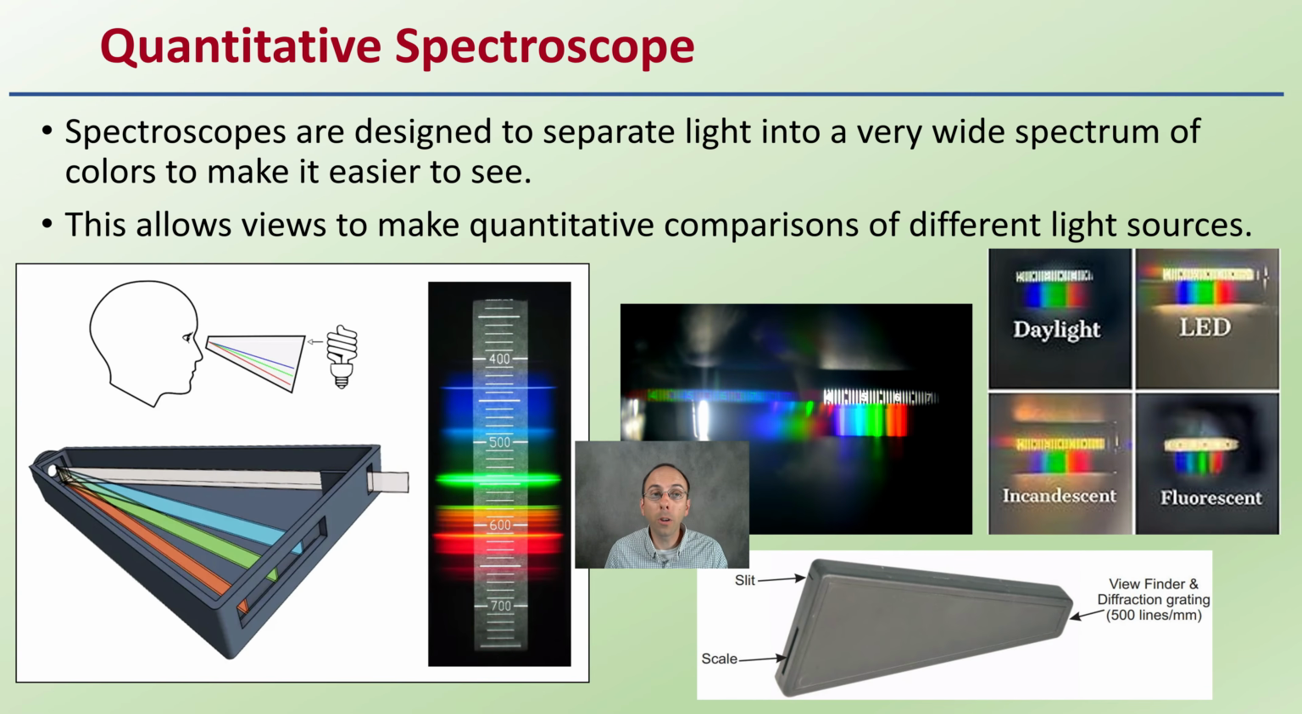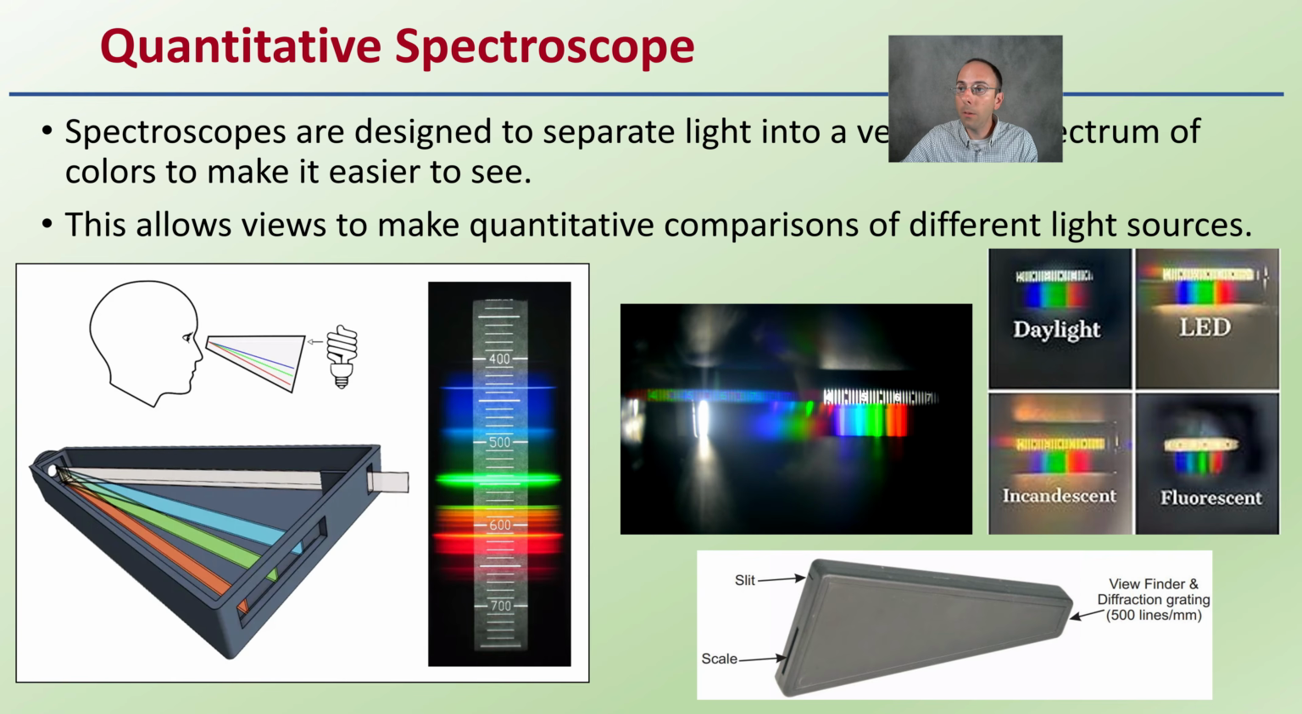All right, when it comes to measuring light wavelengths, we want to look at a quantitative spectroscope. These are designed to separate light into a very wide spectrum of colors to make it easier to see. This allows you to make a quantitative comparison of different light sources. So when you look through, this is what they look like. Look at the black triangle.